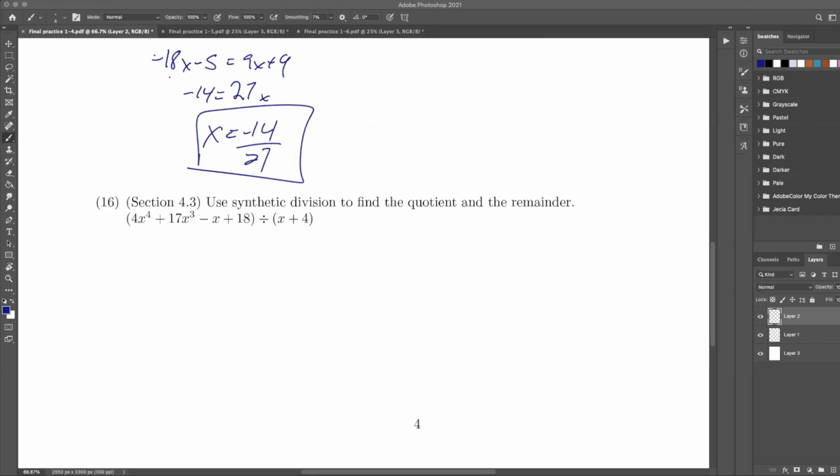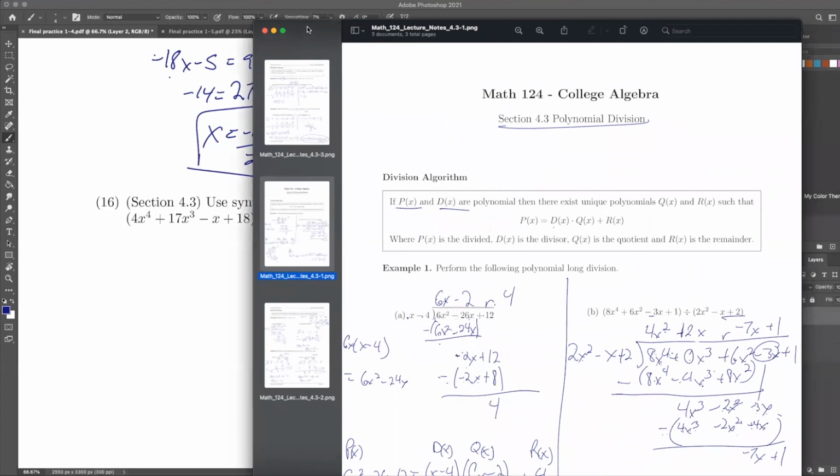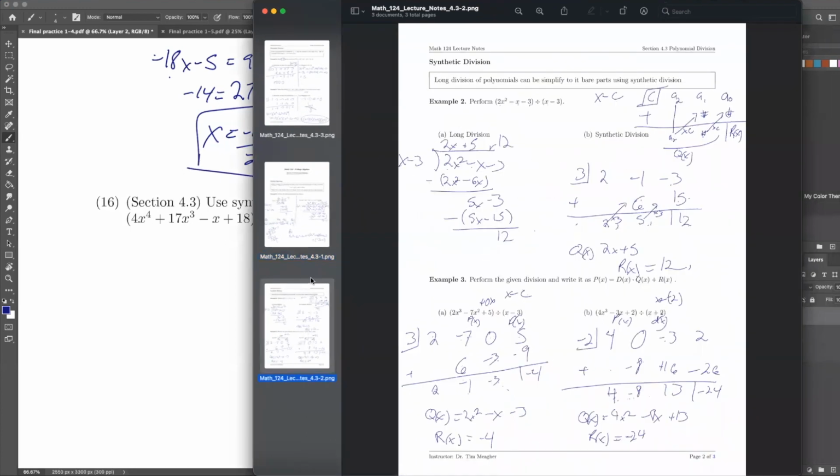All right, so let me open up what we're doing. So where's my synthetic division notes? That is 4.3. All right. So you should always have your completed notes somewhere on you, right? And so here we're going to be doing synthetic division to do this. So remember, synthetic division is x minus c, right? And you just do this algorithm here. And so we're going to do that right here.